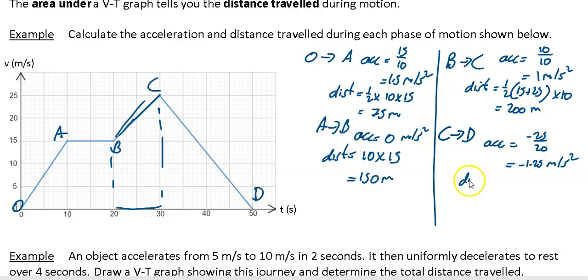And my distance, it's just a triangle. So it's a half times the base of that triangle. Base of that triangle is 20. Height of that triangle is 25, which is going to be 250 meters. And that's that example done.